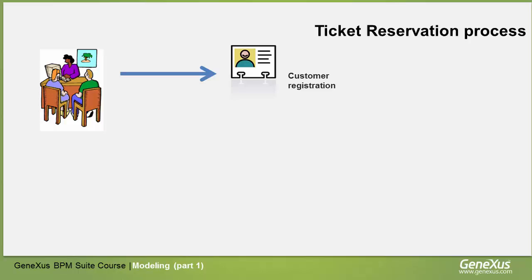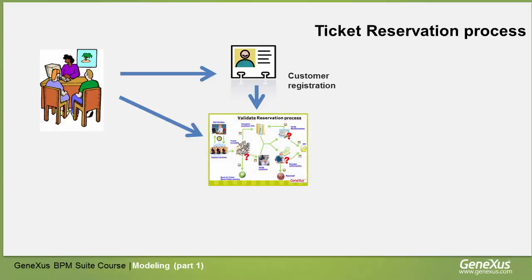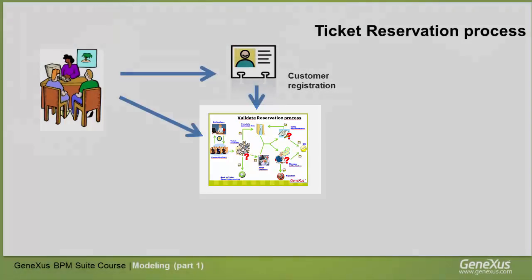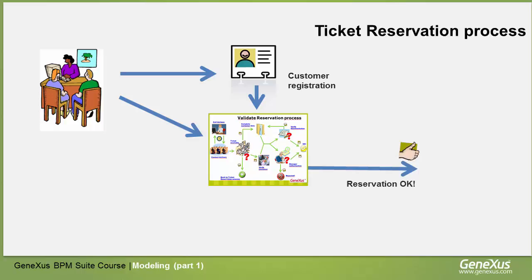The details of this reservation must be validated in either case. That is to say, if the traveler was an existing customer or if he has been registered as a new customer. This is done in a sub-process known as Validate Reservation, which we will see later. If everything is okay after validating the reservation, the traveler can make the trip.